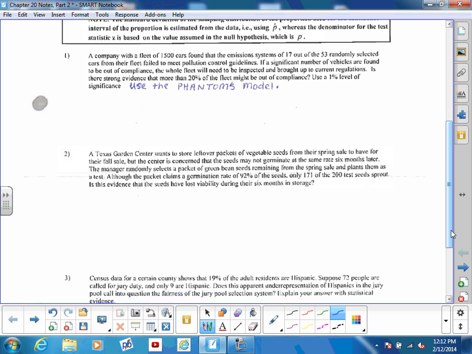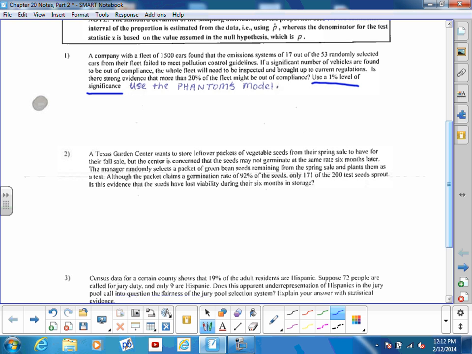Okay, so here we go. If a significant number of vehicles are found to be out of compliance, then the whole fleet will have to be inspected and brought up to current regulations. So that would be incredibly expensive for the company. Is there strong evidence that more than 20% of the fleet might be out of compliance? So that's what you're going to be checking for. Use a 1% level of significance.